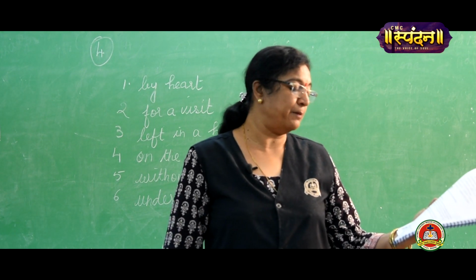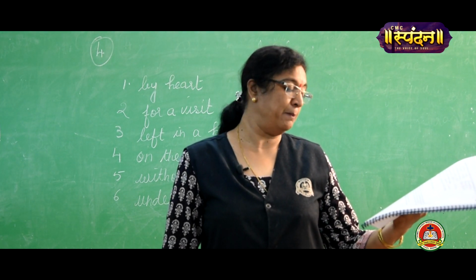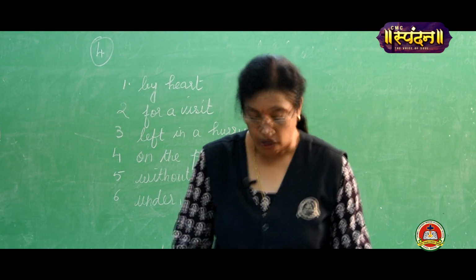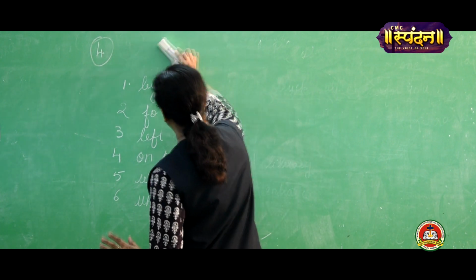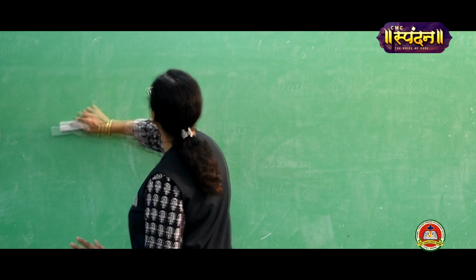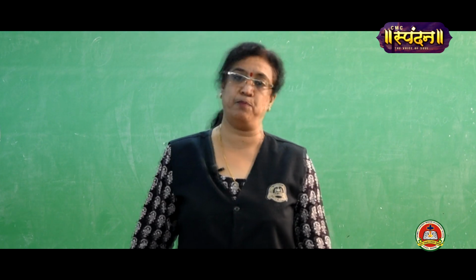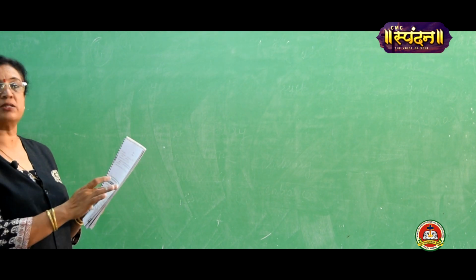The crafts club in your school is holding an exhibition of recycled paper. Complete the notice given on the next page announcing the exhibition. Now this notice is given there, but in this notice they have not made a box, and a notice cannot be written without a box. So I'll show you how to write, and the same thing you will do. You can make a box here also.